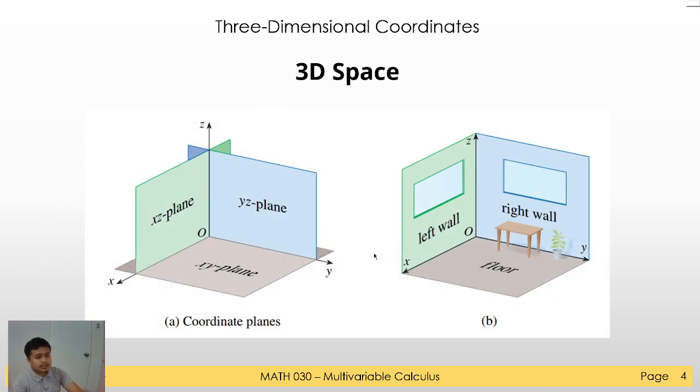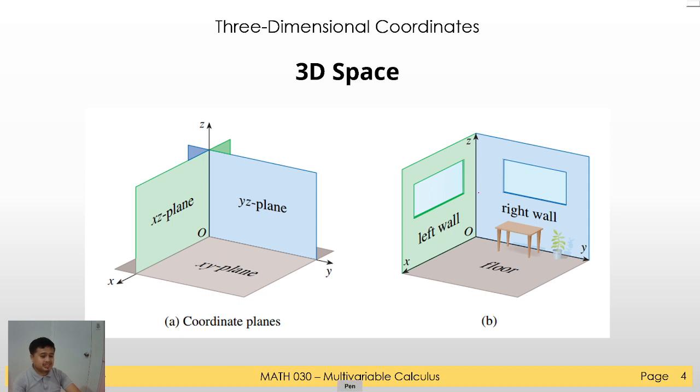Okay, so let's start with the three-dimensional coordinate space. So basically, the three-dimensional coordinate space has three axes. So we have the x, y, and z coordinates to represent the space. So any point in space, let's say inside a room, any point here could be represented by this x, y, and z coordinates.